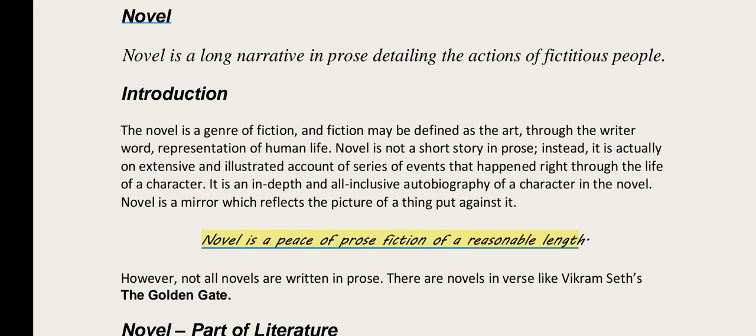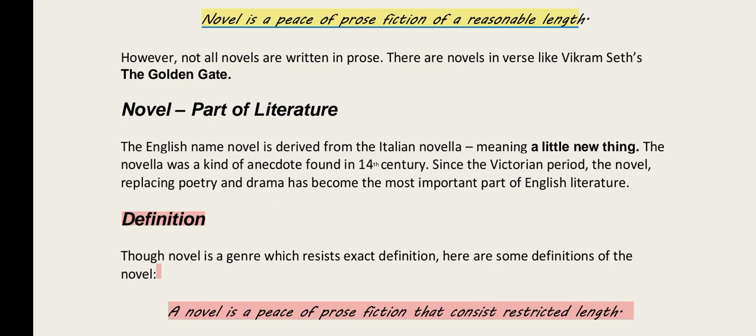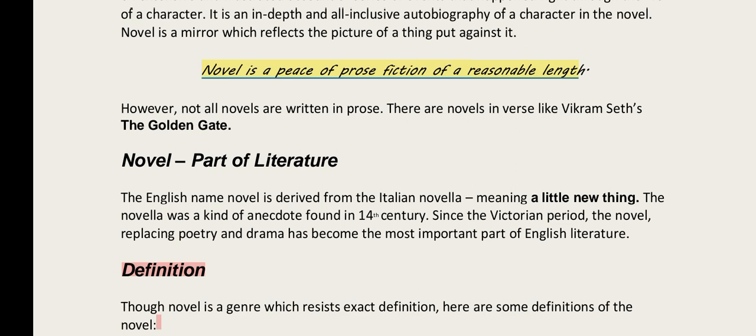A novel reflects the picture of a thing put against it. A novel is a piece of prose fiction of a reasonable length. However, not all novels are written in prose. There are novels in verse, like Vikram Seth's The Golden Gate.